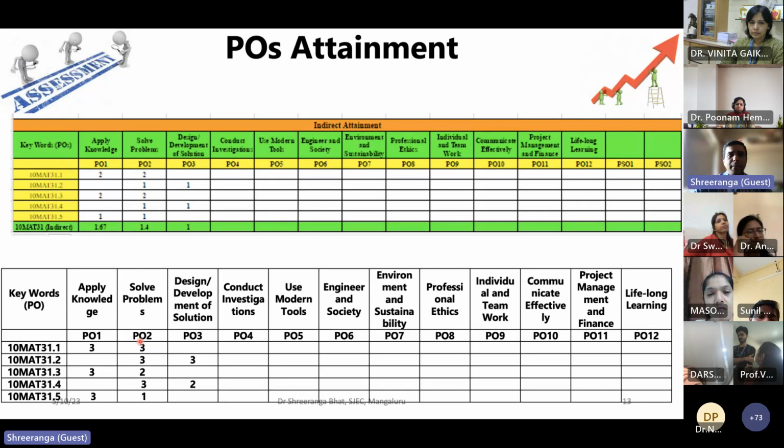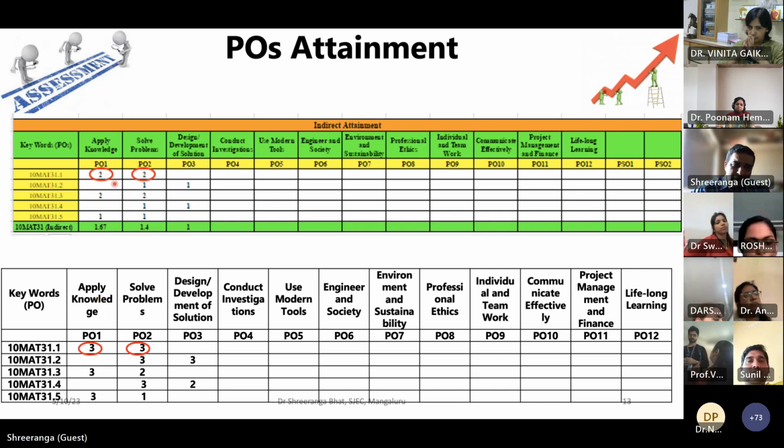Now let me proceed to the PO attainment values for the indirect attainment. You can see here indirect attainment, that is course end survey. Now in the previous slide you have probably observed, we have got the value 2. So in the same spot, I'll be writing the value 2.